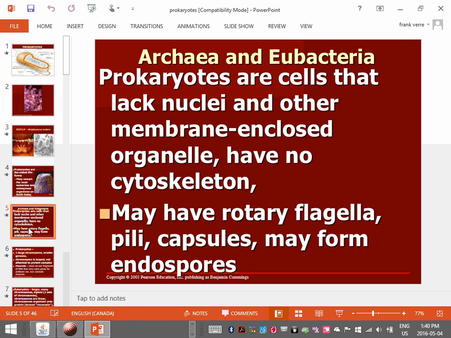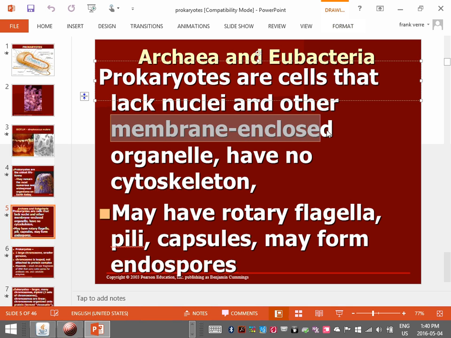So here are some characteristics of prokaryotes. They don't have a nuclei. They don't have other membrane-based organelles. Like, for example, you know how the mitochondria has its own membrane? Remember some of the organelles from cell biology in grade 9 or 10? Like lysosomes, chloroplasts. They do have ribosomes. Actually, all cells have ribosomes.